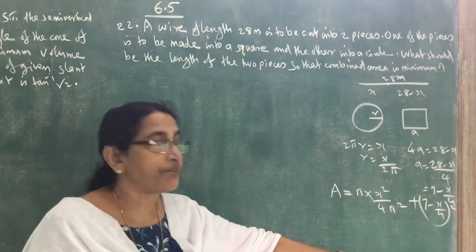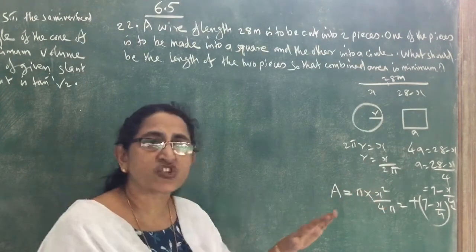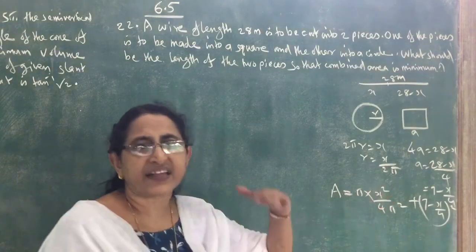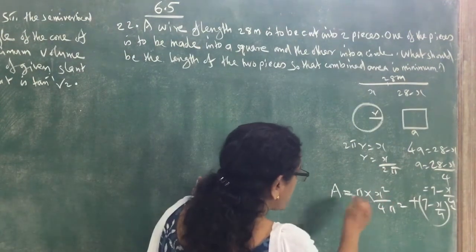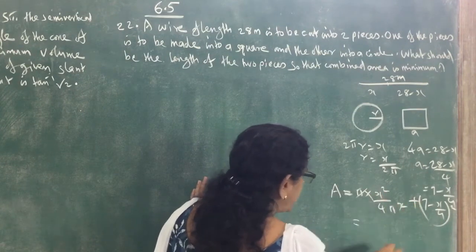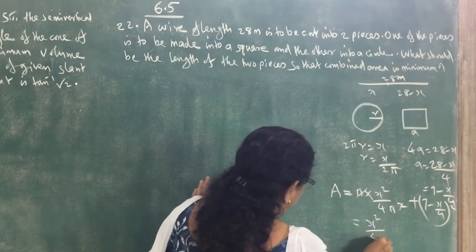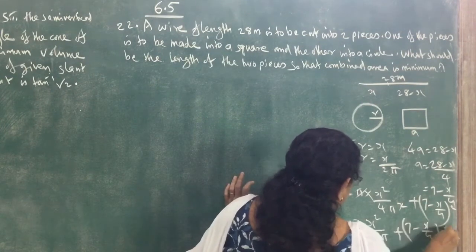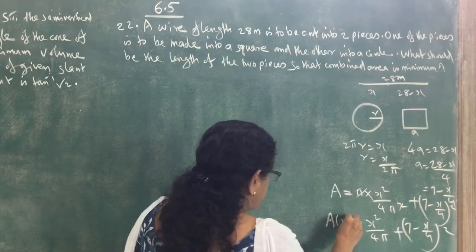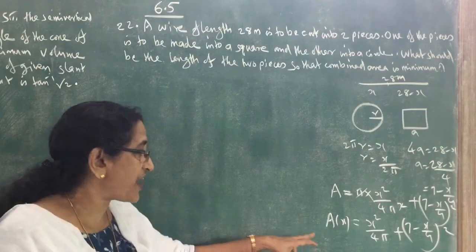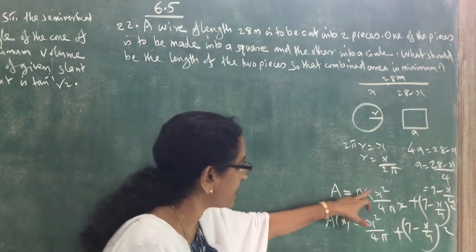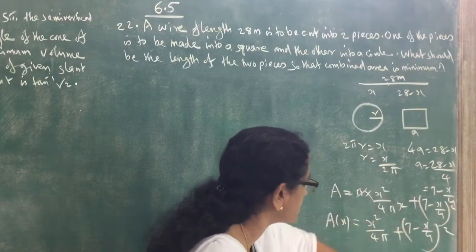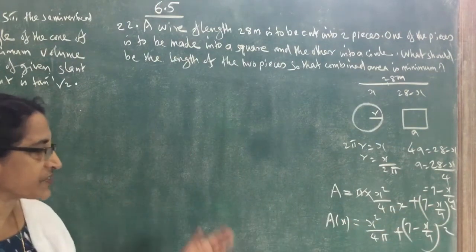Now A is a function of only one variable x. The only thing we have to do is simplify and find the derivative. So one pi we can cancel, and we get x square by 4 pi plus (7 minus x by 4) whole square. So that is the function A of x. The combined area is a function of only one variable x: x square by 4 pi plus (7 minus x by 4) whole square. So that is the combined area.